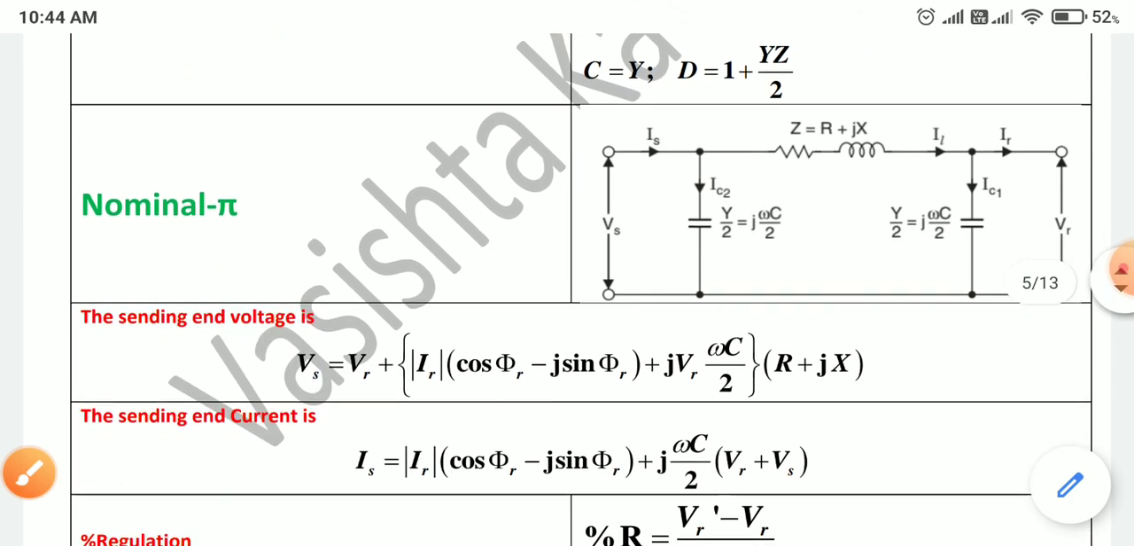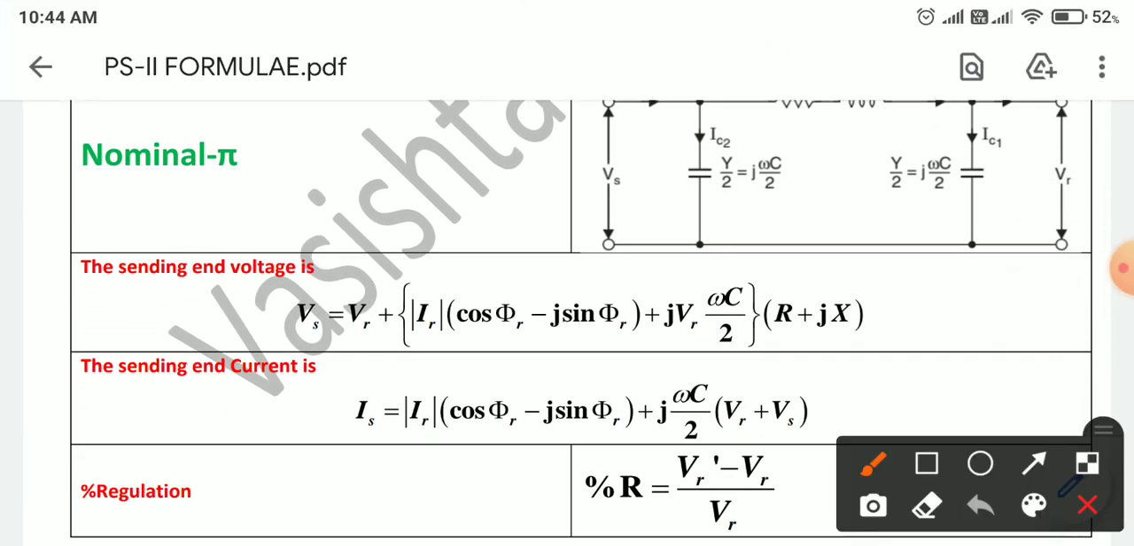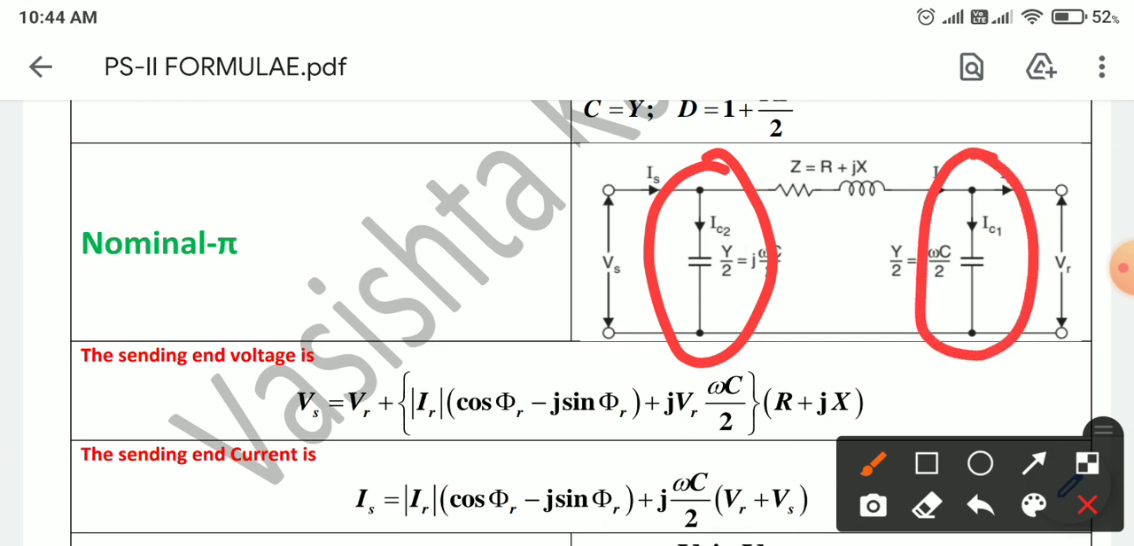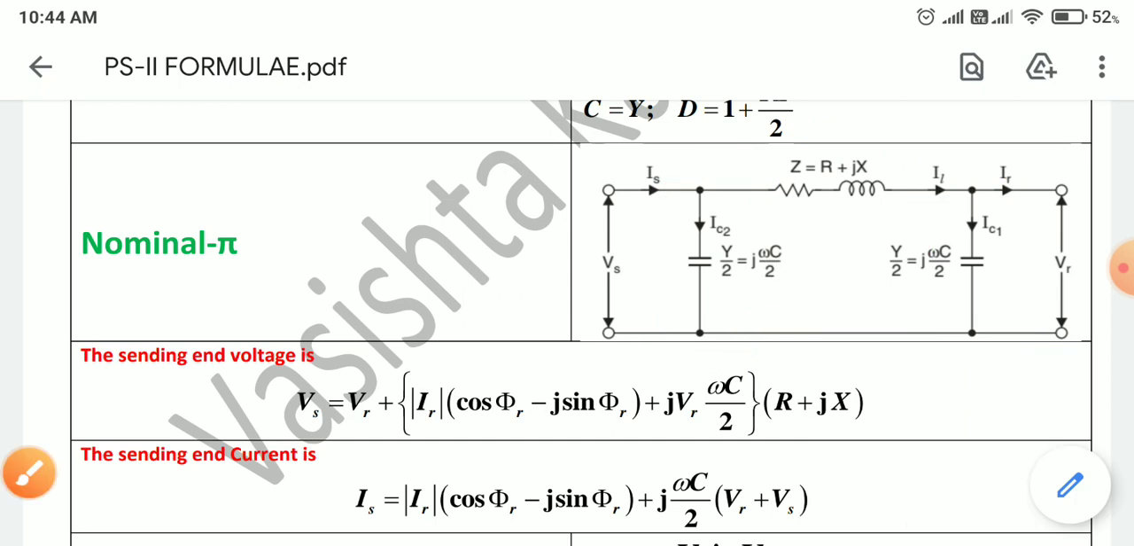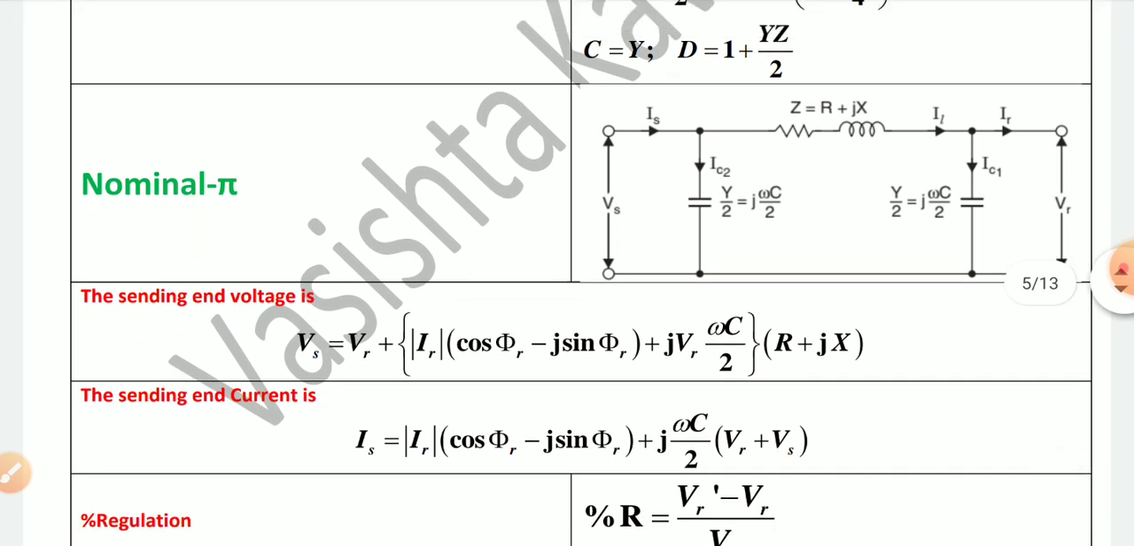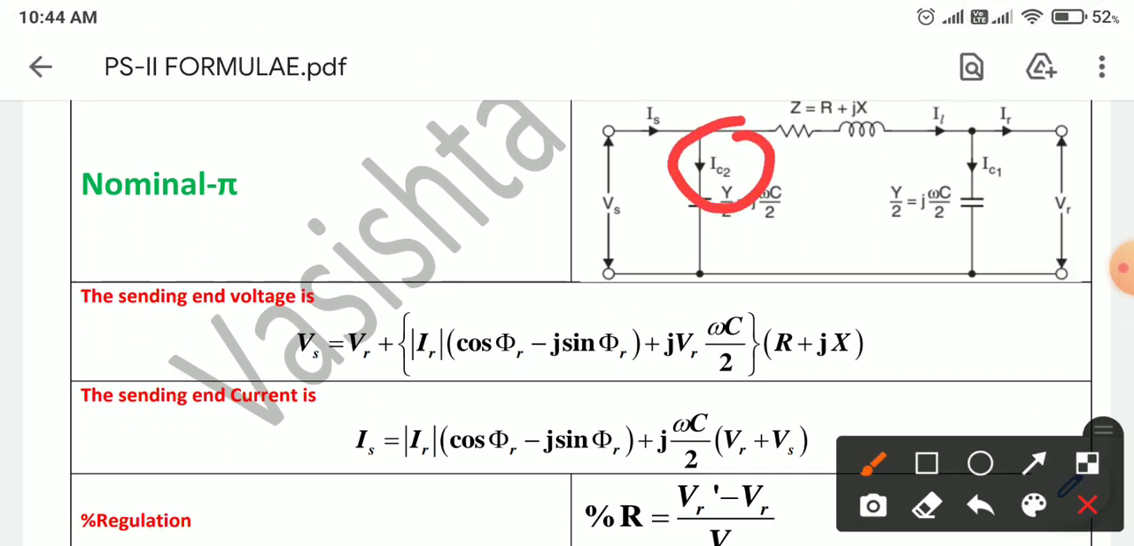Next, coming to nominal pi, here the capacitance is placed at the sending end and receiving end sides by dividing the total capacitance into two equal halves. So Y by 2 and Y by 2, where the impedance of the transmission line remains the same, Z is equal to R plus jX. Here in this part the current is IC2, and in this part the current is IC1. The current flowing in the line is IL.